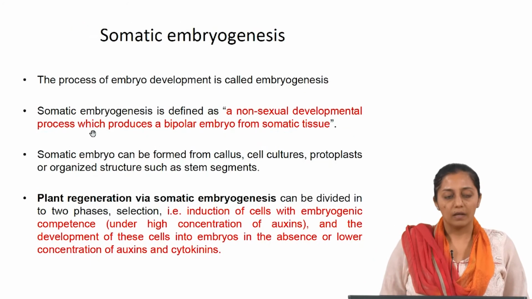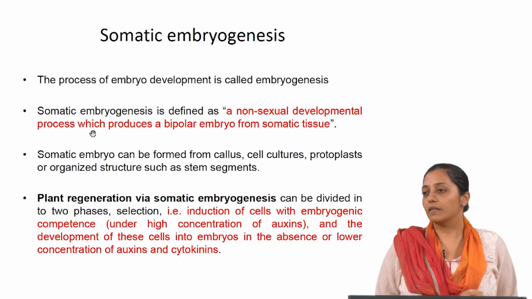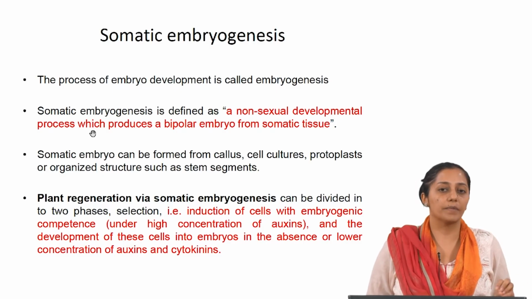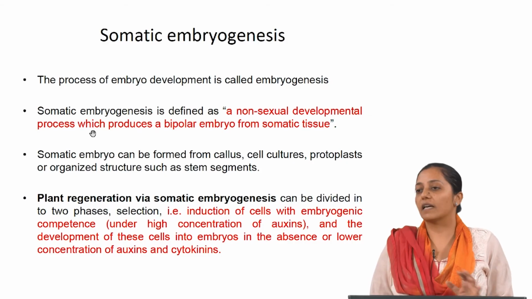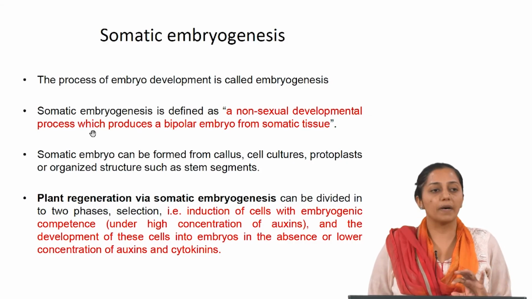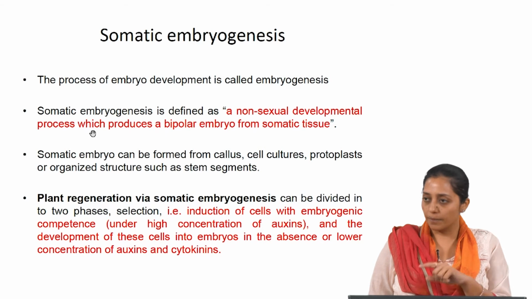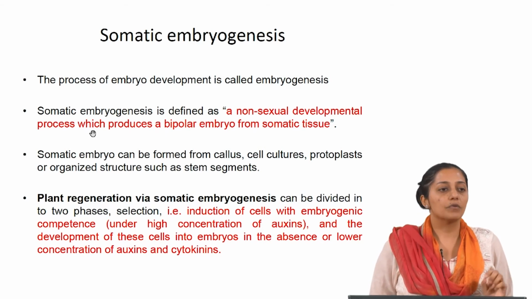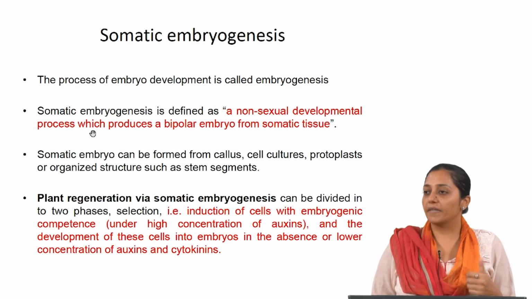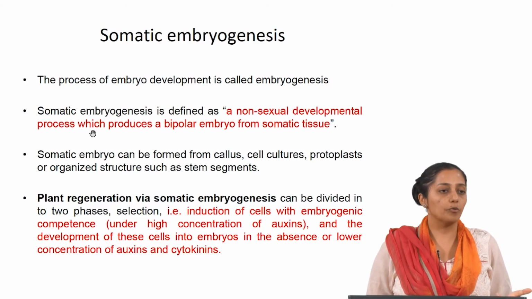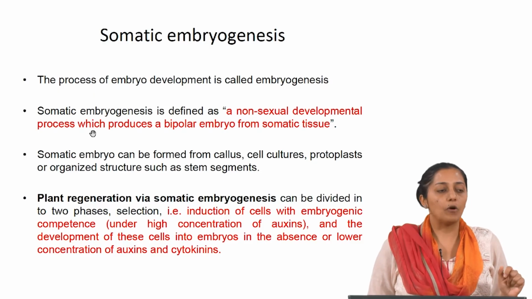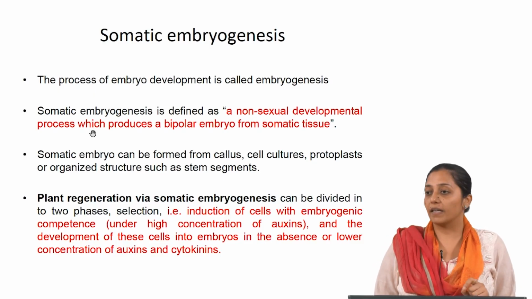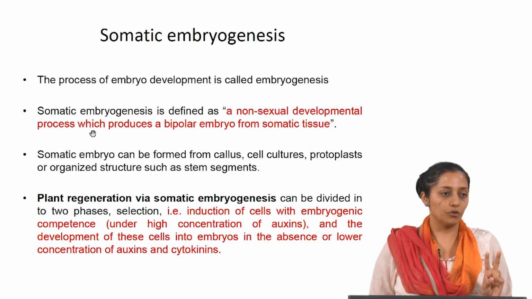Let's talk about somatic embryogenesis. The process of embryo development from somatic cells is called somatic embryogenesis. Now, somatic cells are non-germ cells, the cells which do not participate in the sexual reproduction of the plants. Somatic embryos can be formed from callus, cell cultures, protoplasts, or any kind of organized structures from the plant. Plant regeneration via somatic embryogenesis can be divided into two phases.